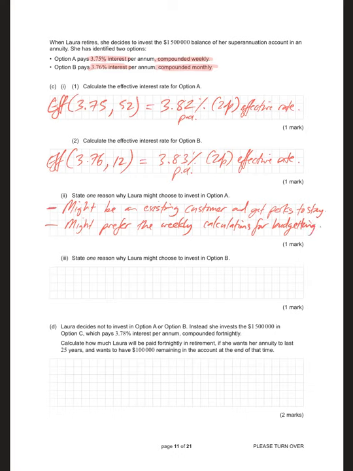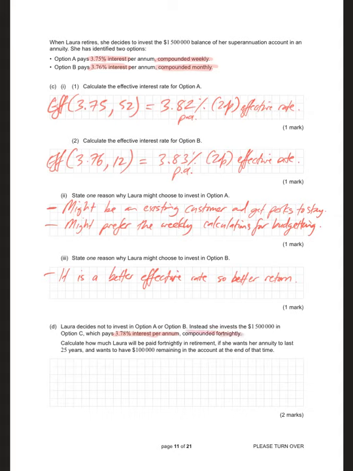State one reason why Laura might choose to invest in option B. It is a better effective rate. So she's just going to get more money with it because it's a higher rate. That's it. Laura decides not to invest in option A or B. She invests in option C.